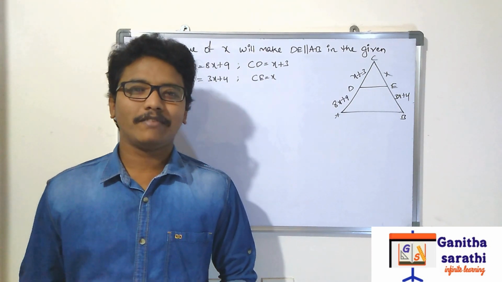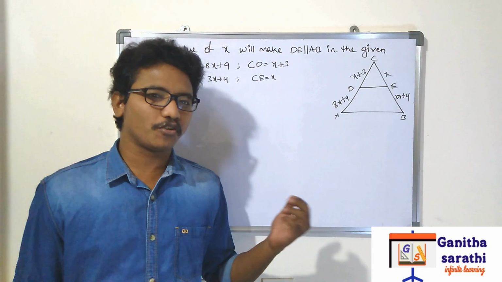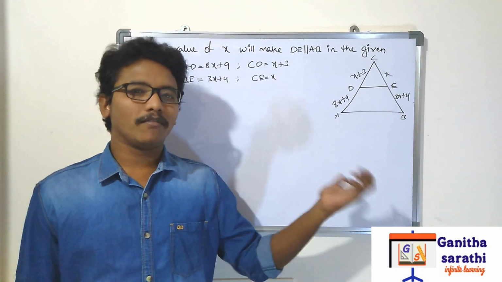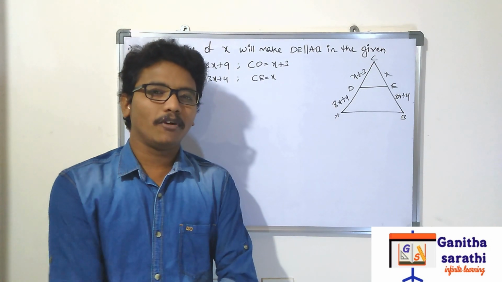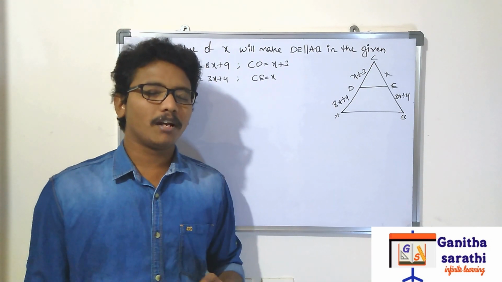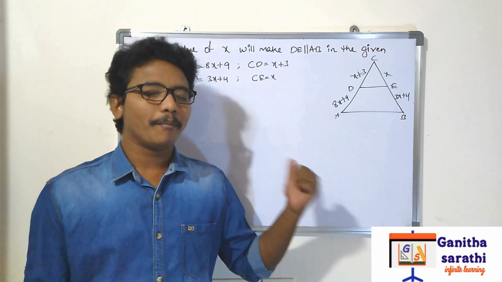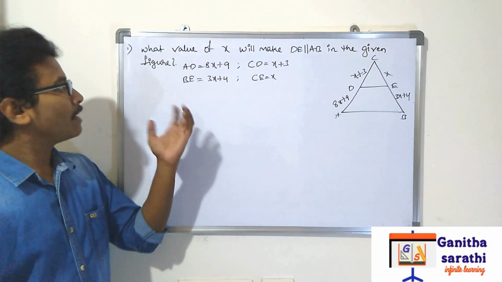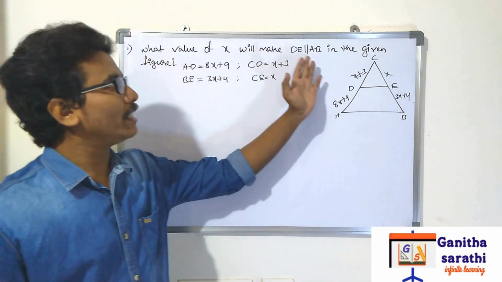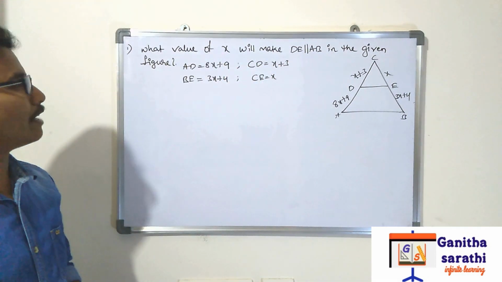In our previous video we discussed the basic proportionality theorem and the converse of the basic proportionality theorem, right? So in this video I will give you some model problems related to the basic proportionality theorem. Okay, so see the problem which is on the board. What value of x will make DE parallel to AB in the given figure?